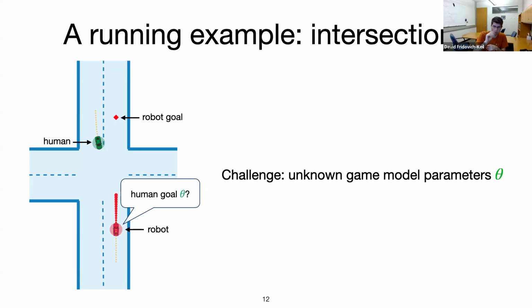Well, so basically what I need to do is I know my goal. I'm trying to go straight. I don't know what the other guy wants to do. So if I imagine the parameter theta now is where does the human driver want to go? So it's just a point in R2.